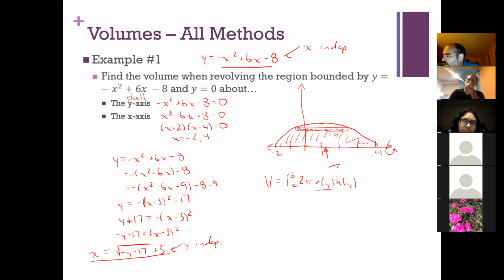And unfortunately, there's not a catch-all piece of advice I can give, like shell method works here, disk method works here. I just wanted to give a sense of what considerations we should make. One of them is independent variables: how are they set up? How difficult would it be for me to represent the radius and or the height in terms of that variable?